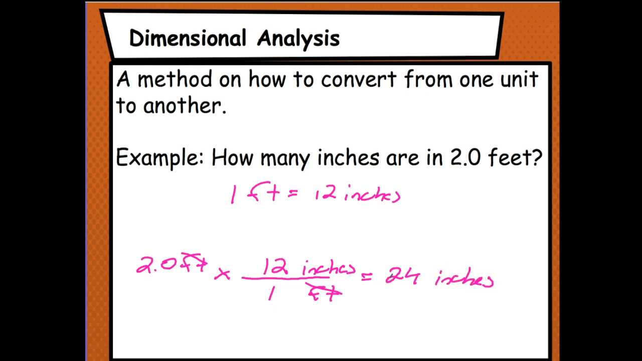So when we're doing dimensional analysis, it's important that we understand this setup. Here's our given. We multiply times a fraction bar. The units we're looking for will be on top, and the units given to us will be on the bottom. We always place the units in the proper place to make sure they cancel out. Since I was given feet, my feet will cancel out, and I'll be left with inches in my answer. So let's do a different example.